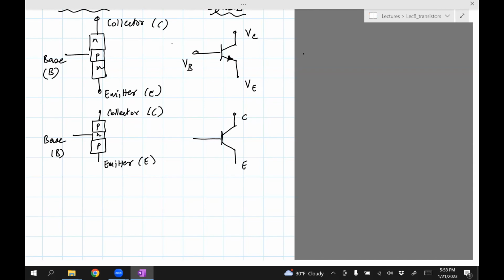Collector, emitter, base. So VB, VE, VC. And here we'll show the arrow in the opposite direction at the emitter.